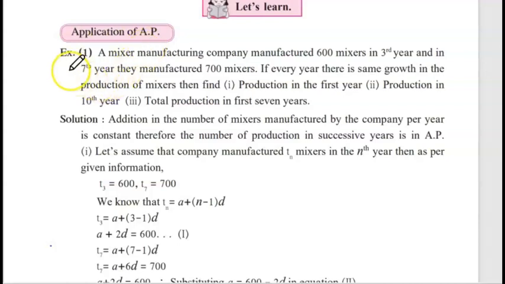Application of AP. First example: a mixture manufacturing company manufactured 600 mixtures in the third year and in the seventh year they manufactured 700 mixtures. If every year there is the same growth in the production of mixtures, then find: first, the production in the first year; second, the production in the 10th year; and third, the total production in the first 7 years.